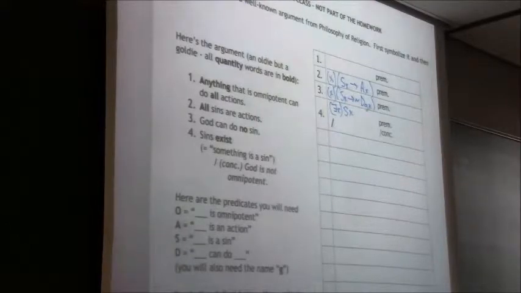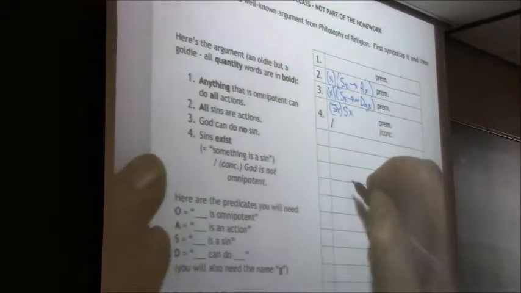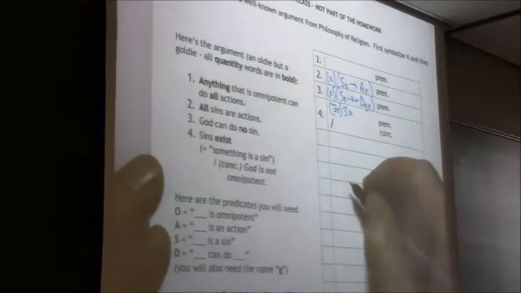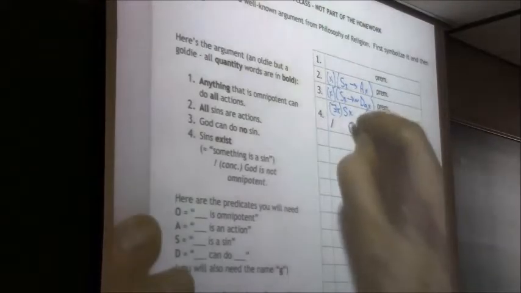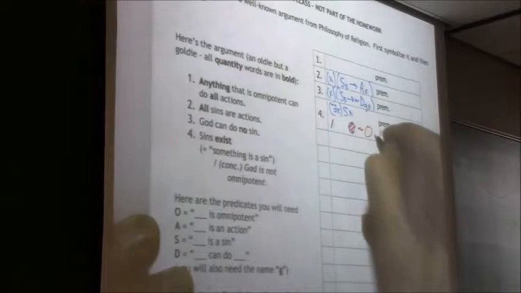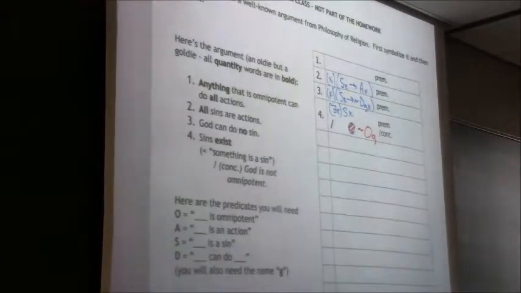Why not? Because it's using a name. So no quantifiers. What predicate are you going to need? I'm going to need O. You are? Oh, I should do it in red because it's the conclusion. It's just going to be tilde O little g. That's right. OG for original gangster. That is correct. Not tilde OG.